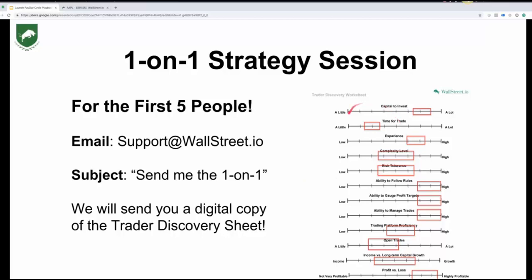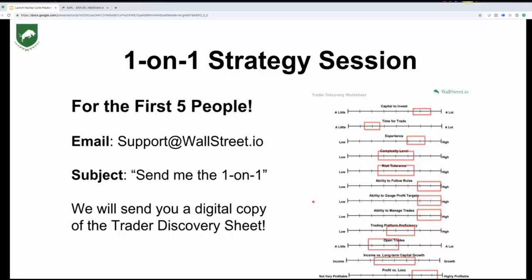We're going to send you our trader discovery sheet. This is going to ask you a series of questions, and it's going to help guide us on our strategy call. Things like how much time do you have to trade? What's your experience level, complexity level, risk tolerance, ability to follow rules, gauge profit targets, manage trades, trading platform, open trades, income versus growth, and profitability versus loss. I'm actually going to have you fill this out twice. Once for where you are now and once for where you want to be as a goal. And I'm going to review this personally before our call together.